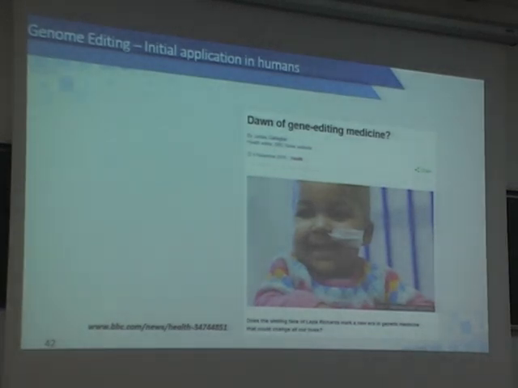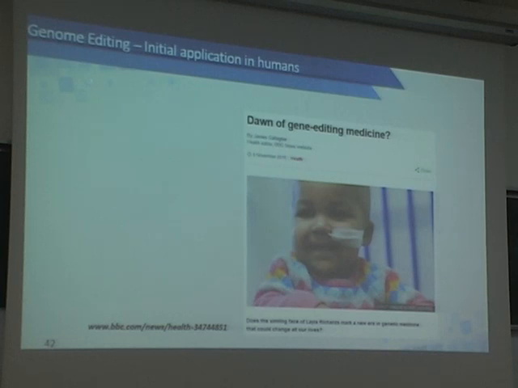Genome editing is a relatively new area of genetic engineering. It was applied in a case of a little girl named Layla that had a severe case of leukemia. She lived in, or she's living in England, and the doctors basically didn't have any solutions, other than maybe trying a new technology at that time based on genetic editing.